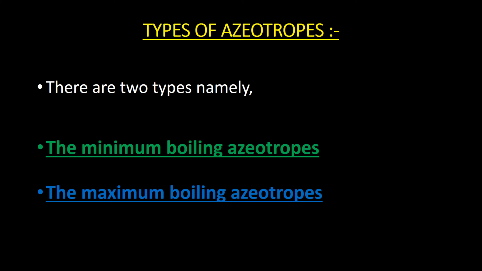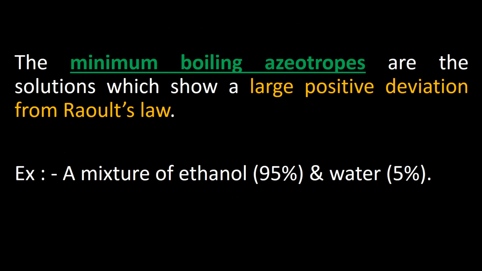There are two types of azeotropes, namely the minimum boiling azeotropes and the maximum boiling azeotropes. The minimum boiling azeotropes are solutions which show a large positive deviation from Raoult's law. For example, a mixture of ethanol, 95%, and water, 5%.